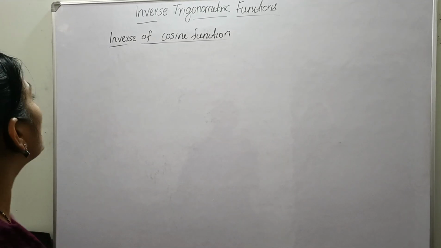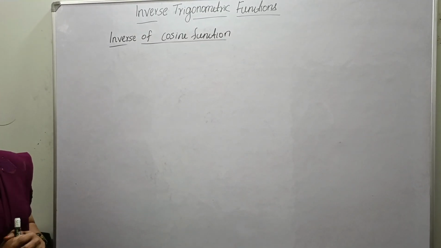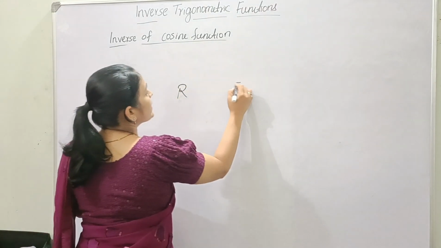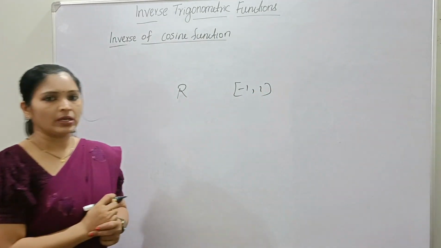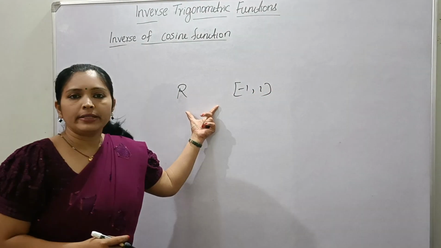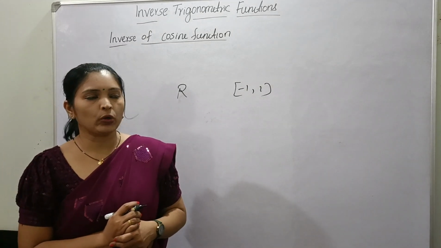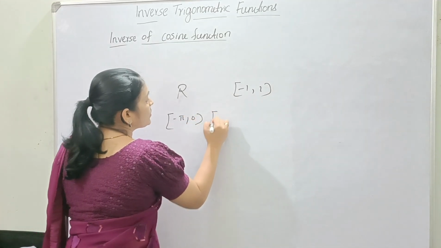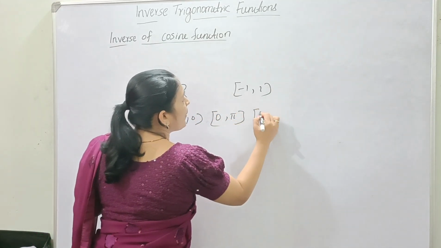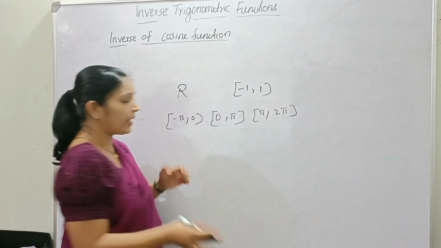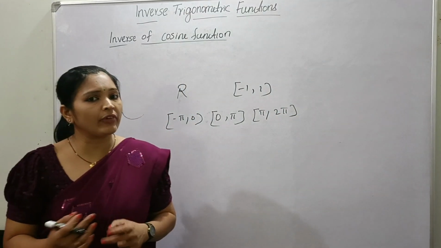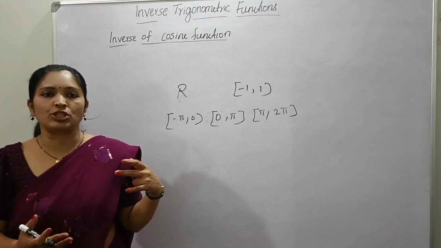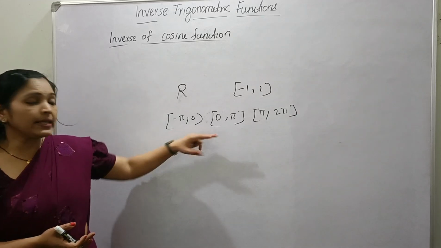Next, we will go through the inverse of the cosine function. We have the cosine function, domain is the set of real numbers and range is minus 1 to 1. Here this cosine function is not a 1-1 function. In the intervals minus pi to 0, 0 to pi, pi to 2 pi, etc., the cosine function is 1-1 and onto, that is bijective. So here we can define the cos inverse function, the inverse of the cosine function, in this interval.